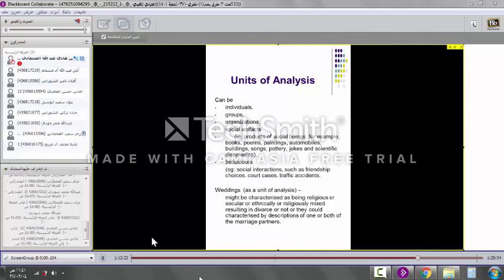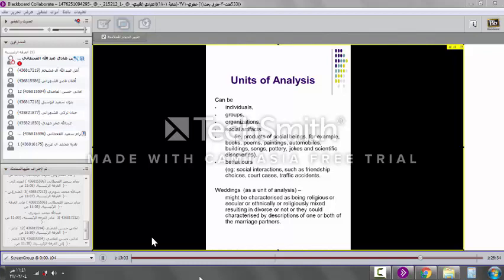Units of analysis. I mean, who is involved in analysis? Of course, units, better still, we said subjects. Could be individuals, groups, organizations, social artifacts, products of social being. Of course, this is for social, talking about social research. They give you examples: books, poems, paintings, automobiles, buildings. Anything could be a unit. Here we could have textbooks, research methods, teaching methods, teacher preparation, anything that could fall into this. Okay.